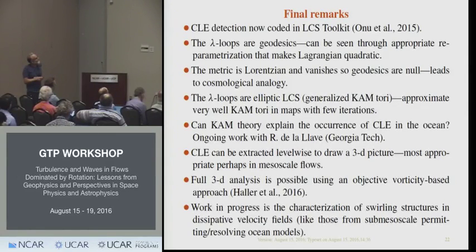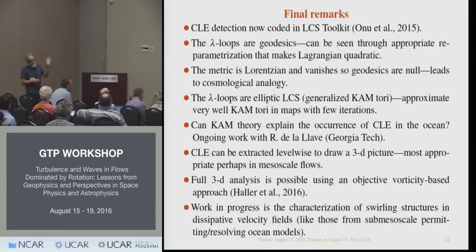All right, lambda loops are special classes of Lagrangian coherent structures of elliptic type. These are generalized KAM tori, and they indeed approximate KAM tori in maps very well with very few iterations. I'm working with Rafael de la Llave at Georgia Tech. I'm trying to see if KAM theory, and actually an adiabatic theory, can explain the occurrence of these CLEs in the ocean. This is connected to the problem of the stability of vortices that is not solved. So maybe we can say something based on KAM theory, but an adiabatic type of KAM theory.